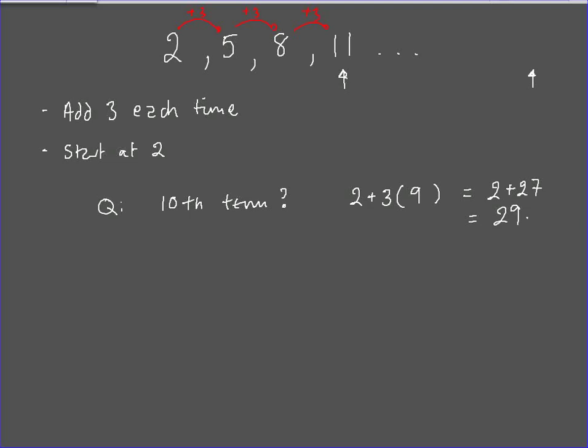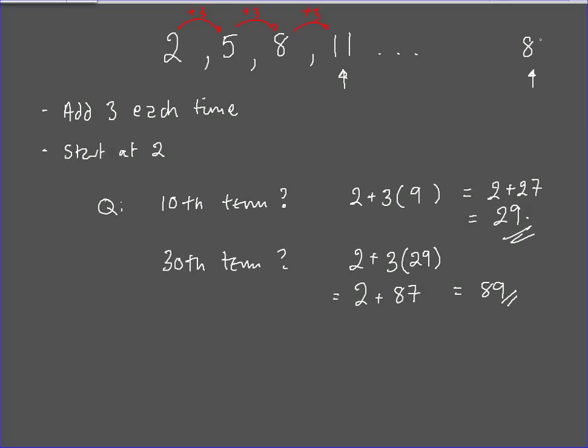There we are. What about to get to the 30th term? Could you do that? 2, start at the beginning, keep adding 3's. How many of them do you add? Well, to get to the 30th, you would add 29 of them. At this point, I wish I'd picked a different number. 2 plus 3 times 29, we got 87. And that would give us 89. So 89 comes at the 30th point.